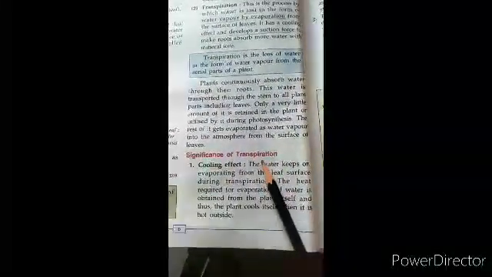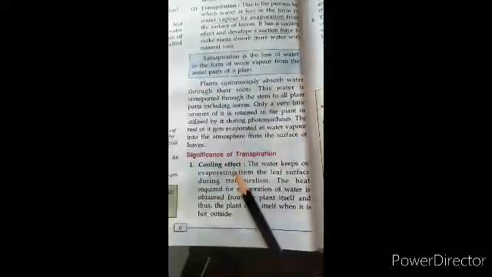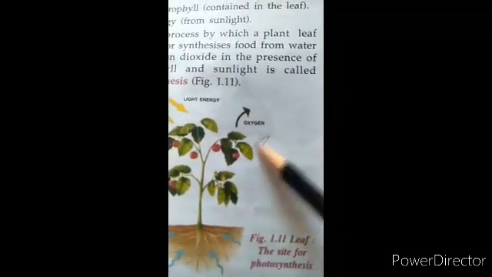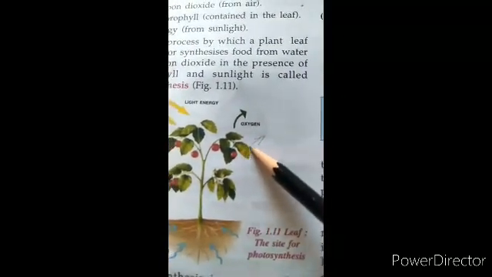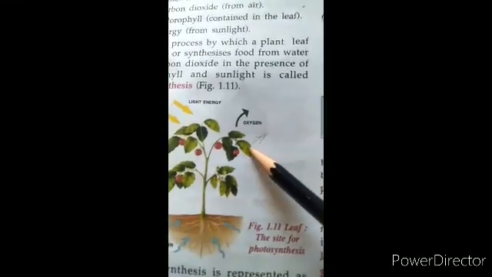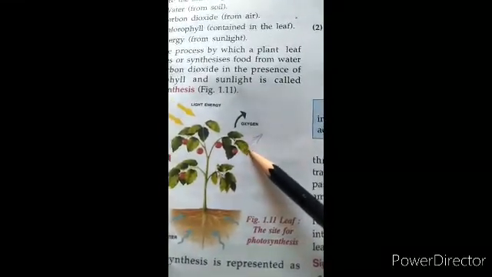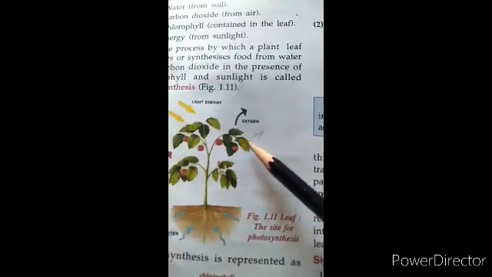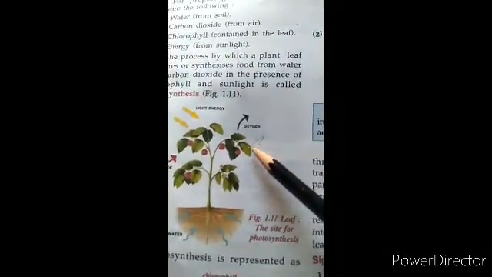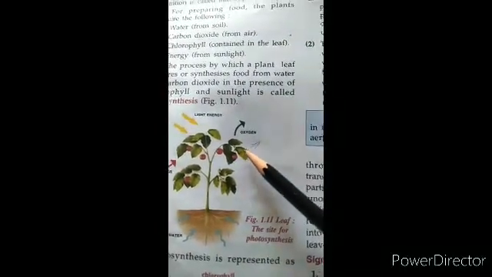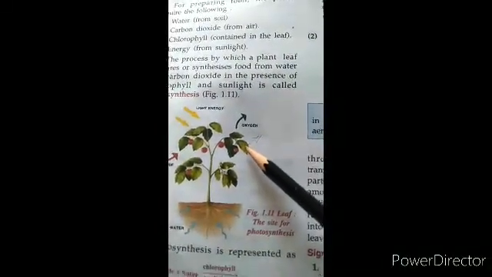Now, what is the significance of transpiration? This is a very important question as well. First is cooling effect. How do we get it? From the surface of the leaf, when water is lost, it takes the energy or the heat from the surface and evaporates. When it evaporates, it's taking the heat from the surface of the leaf, and therefore when you take the heat from any surface, you actually offer a cooling effect to that surface.